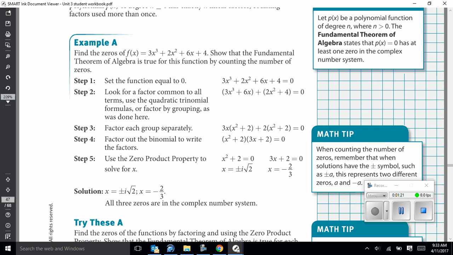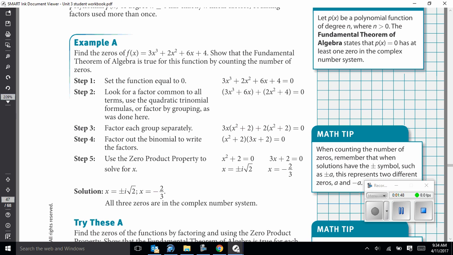So here, example 8 says find the zeros. We have f of x equals 3x cubed plus 2x squared plus 6x plus 4. Show that the fundamental theorem of algebra is true for this function by counting the number of zeros. Looking at the polynomial, the highest power is 3, so how many roots does it have? 3.